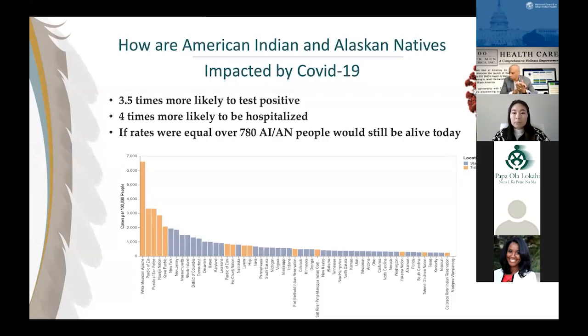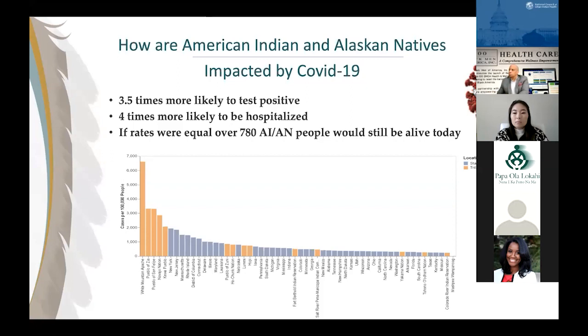NCUIH envisions a nation where comprehensive, culturally competent personal and public health services are available and accessible to American Indians and Alaska Natives living in urban communities throughout the United States. We are the only organization that represents all 41 urban Indian organizations federally funded by the Indian Health Service.